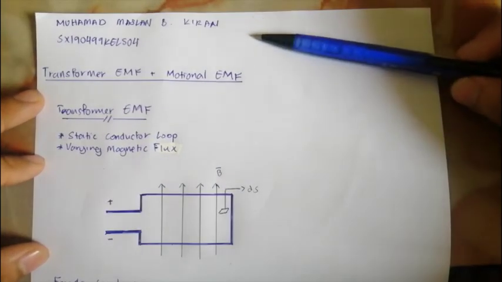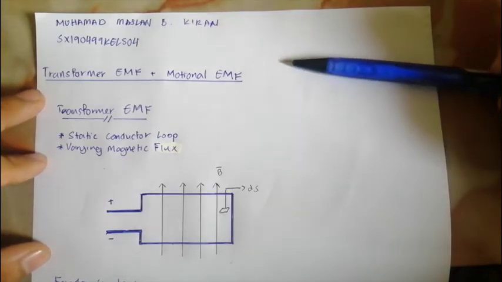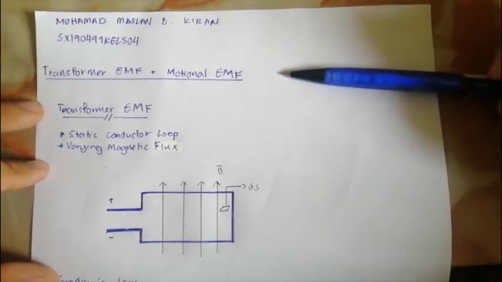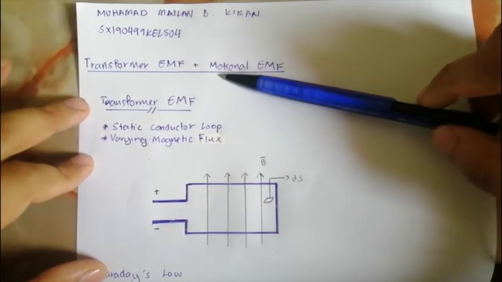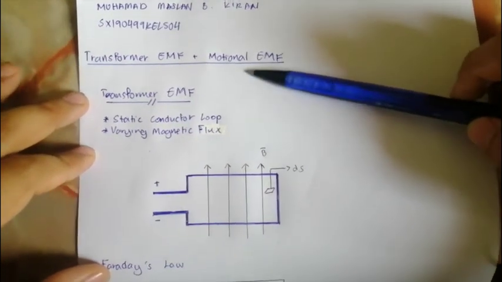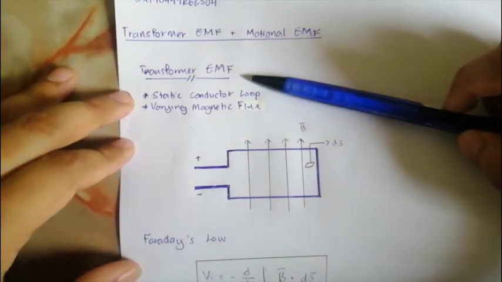Hi, Assalamualaikum. My name is MOHAMED MASLAN BIN KIRAN. I will be explaining the generation of EMF through the combination of transformer EMF and motional EMF. Let's go to transformer EMF first.